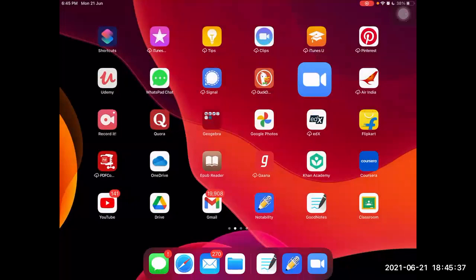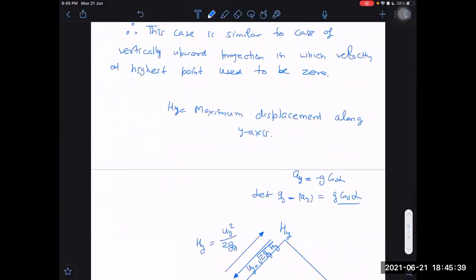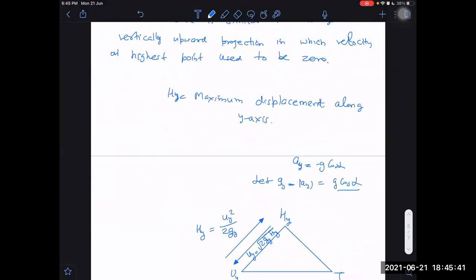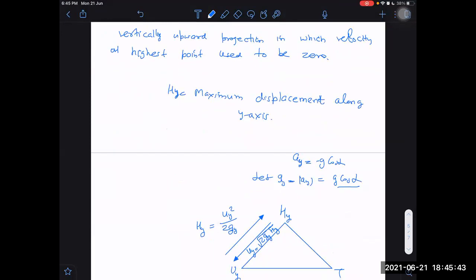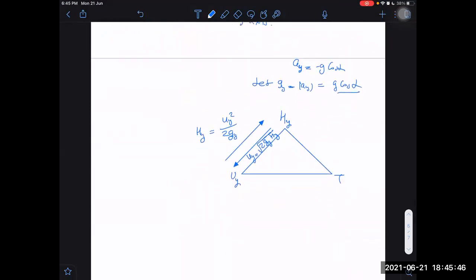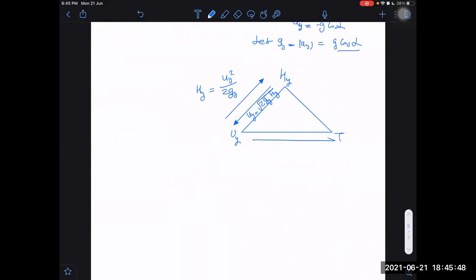So, let us start. Hy is the maximum displacement along the y-axis. Now you can see, right? Yes, sir. So now, what is the relation along time? If I go to the time, then the relation will be... let us call it t. What should I call it? Total time of flight. I'm writing directly. Total time of flight will be 2uy by gy.